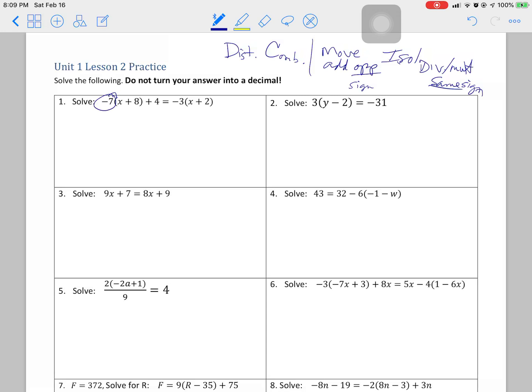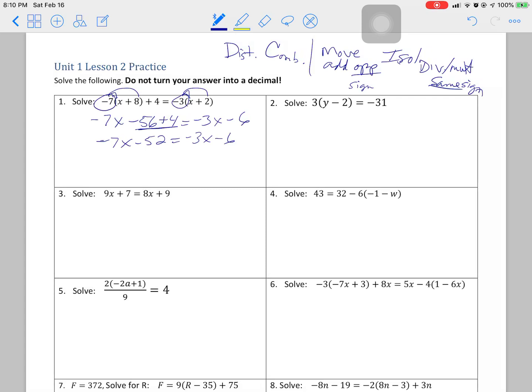Negative 7 times 1 is negative 7x. Negative 7 times positive 8 is a negative 56 plus 4. Negative 3 times 1 is negative 3x. Negative 3 times 2 is negative 6. Done distributing. Is there anything to combine? Well, let's see. That one's got 1x, but it's got two constant terms. So negative 7x minus 52 equals the same thing on this side because those are not like terms.